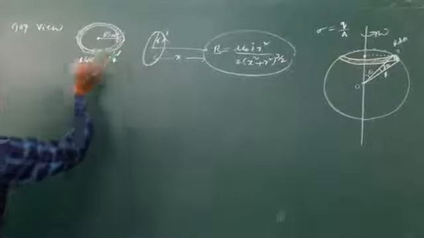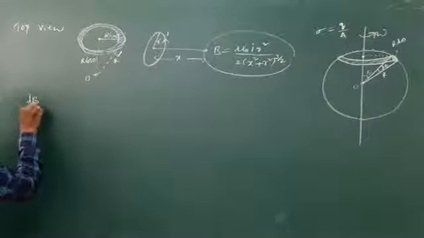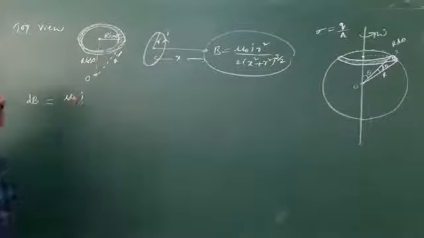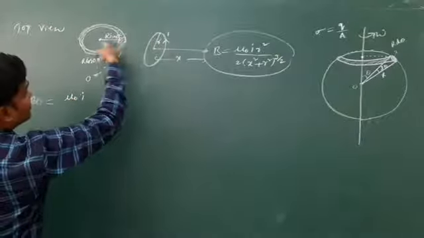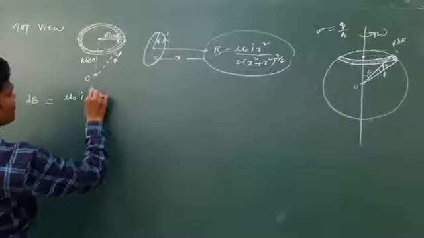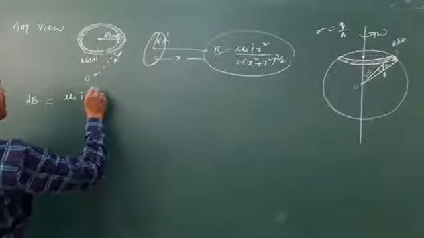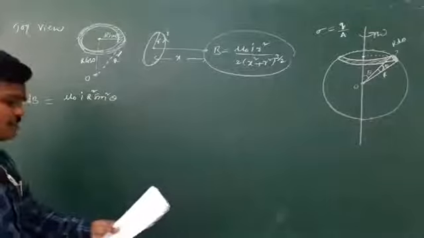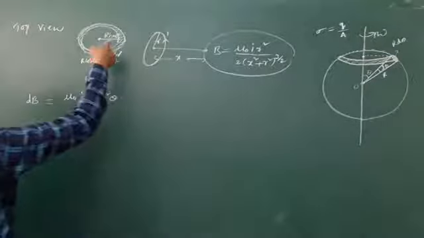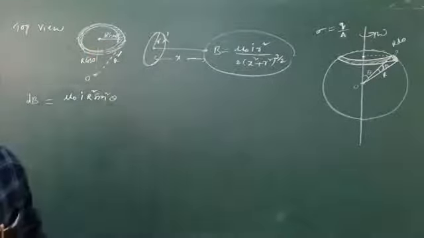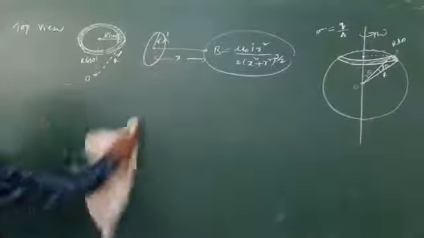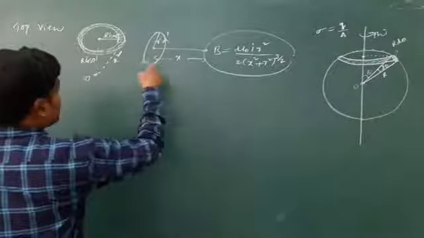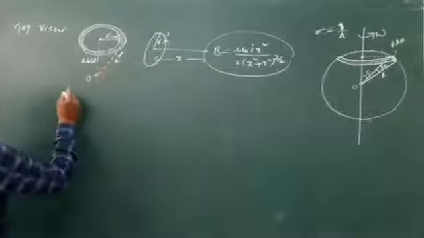Now due to the small part, let me write the small magnetic field dB, which is equivalent to mu naught I r square. The radius of the circle is what? r sin theta, so radius is clear. But the current in this small part is dI. Let us decide how much the current is, so before writing this formula, let me decide what the current is.